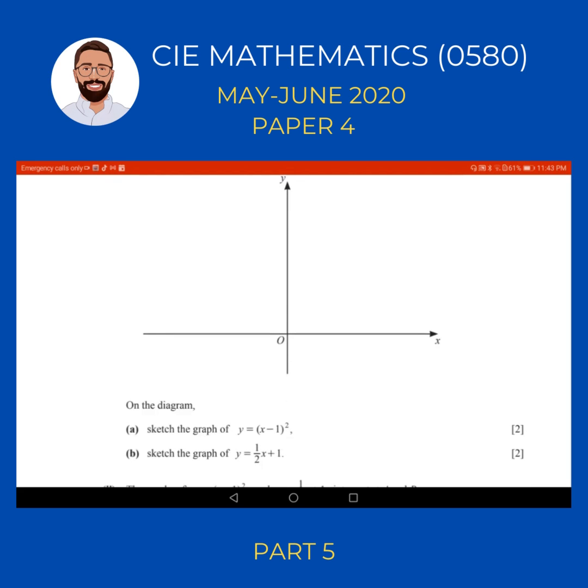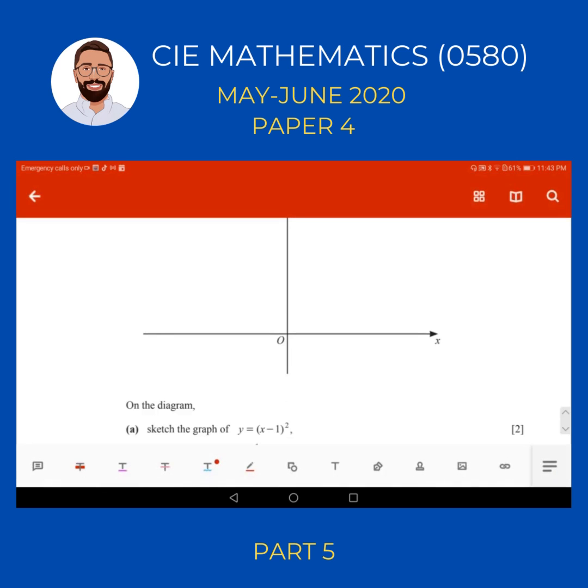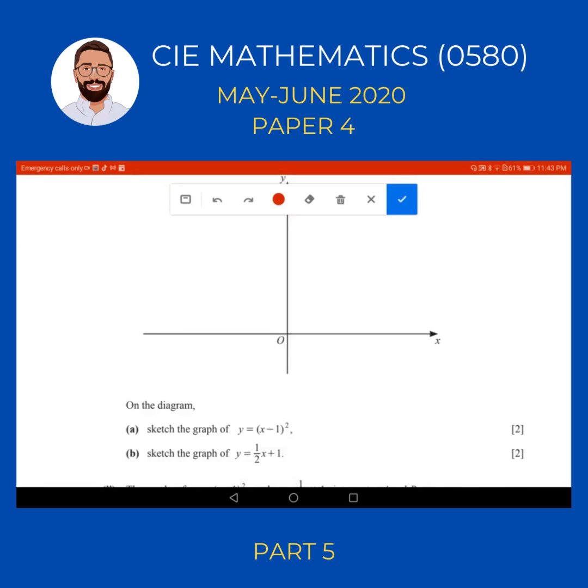So how can I sketch the graph of y equals (x minus 1) squared? For y equals (x minus 1) squared, I'm going to just do a table of values, a really quick one, and take some random values.